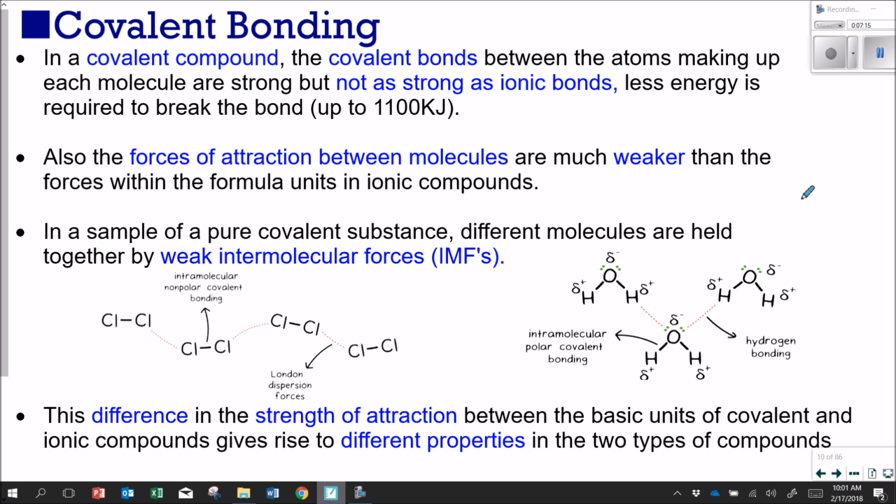Also, the forces of attraction between the molecules, which means over here in between molecules, are much weaker than the forces within formula units in ionic compounds. So in a sample of a pure covalent substance, the different molecules are held together by weak intermolecular forces, or IMFs. The difference in the strength of attraction between the basic units of covalent and ionic compounds will give rise to fairly different properties in the 2 types of compounds.